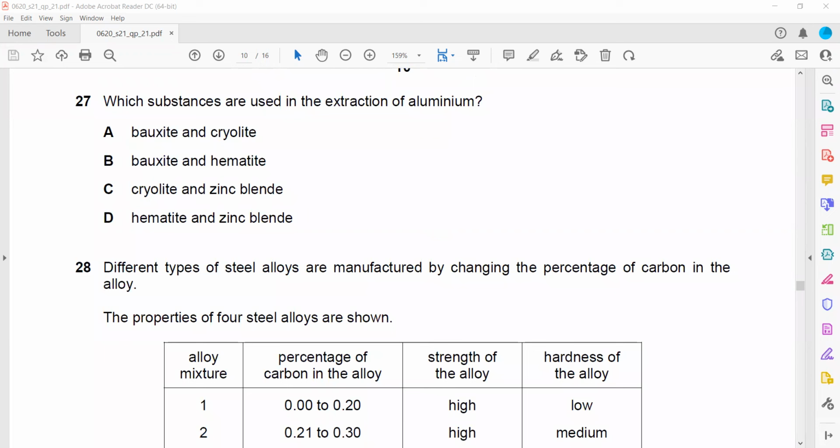Question 27. Which substances are used in extraction of aluminium? Bauxite is the ore of aluminium, and cryolite is used as a solvent to lower the melting point. So A is the right answer.